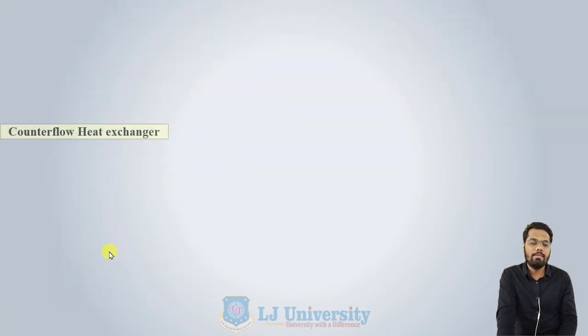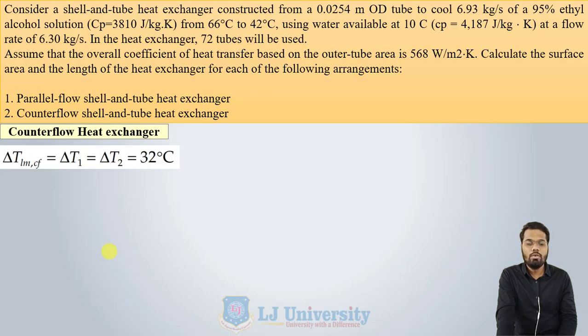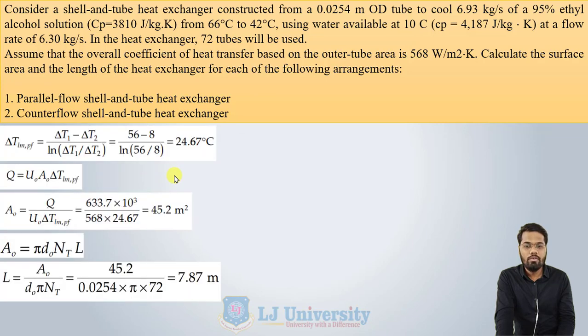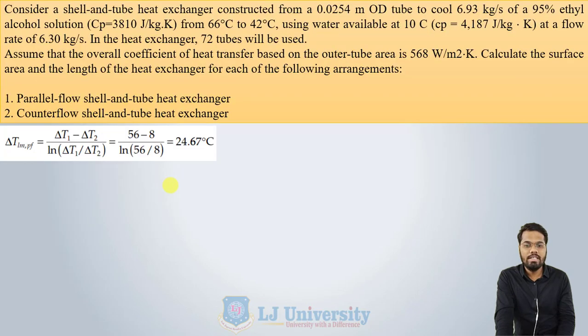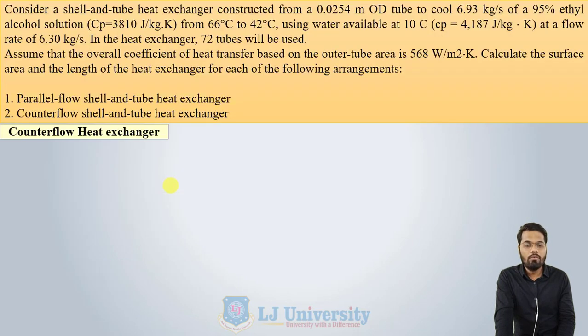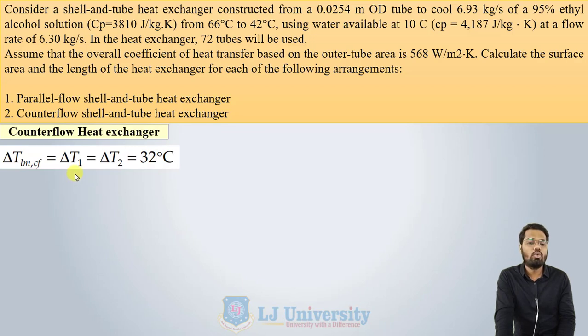Now again we calculate the same for the counter flow heat exchanger. So the only difference between the parallel flow and counter flow heat exchanger is delta T1 and delta T2. In this case, as you can see, the value of TH1 is 66, TH2 is 42, TC1 is 10, and TC2, we have calculated, is 34 degrees Celsius. So as you can see, for counter flow arrangement, delta T1, which is TH1 minus TC2, and delta T2, which is TH2 minus TC1, are both the same, both are 32 degrees Celsius. So this is our special case.